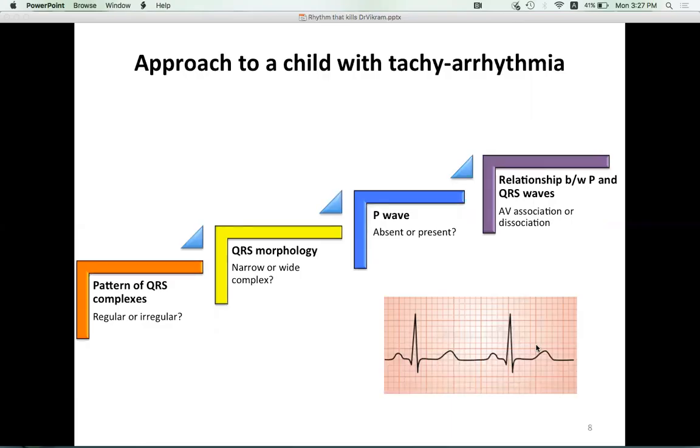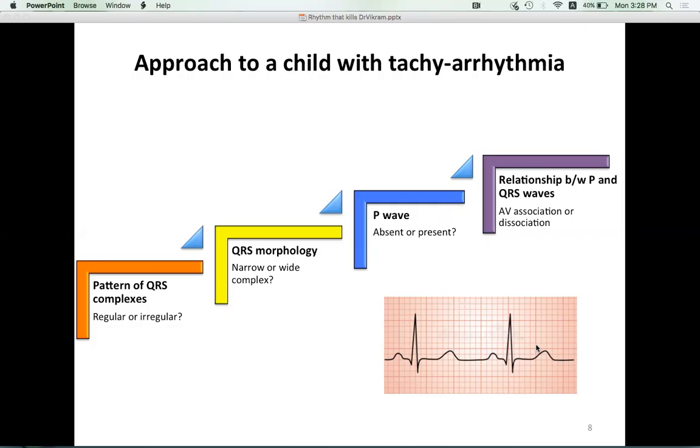So we are first going to talk about tachyarrhythmias. If we follow a systematic approach and ensure these four sequential questions, then we will be able to make a correct diagnosis most of the time. The first question is, we have to see what is the pattern of these QRS complexes. Are they regular or irregular? The second thing is that we look at the QRS morphology.